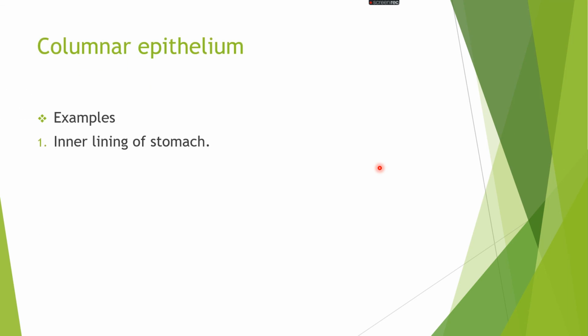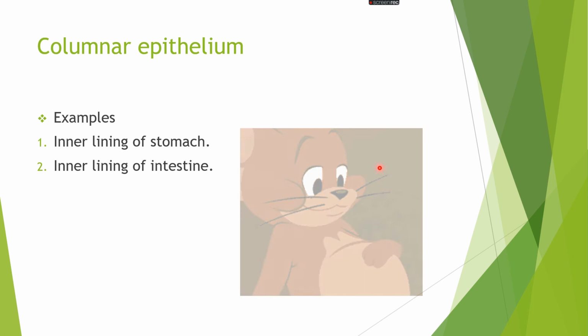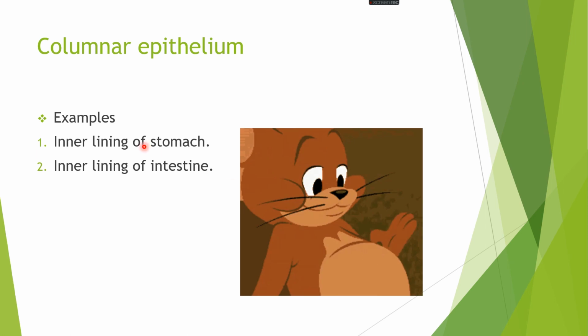Now let's have a look at some examples. First, inner lining of the stomach, inner lining of the intestine. So why in the stomach? When the food is digested, the main nutrients are absorbed. As columnar epithelium has the function of absorption, it absorbs the main nutrients from the food. Now why in the intestine? Because in the intestine there is more absorption of water. So again the function of columnar epithelium, absorption, comes in, and therefore it is also there in the intestine.